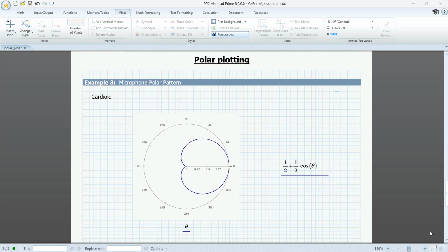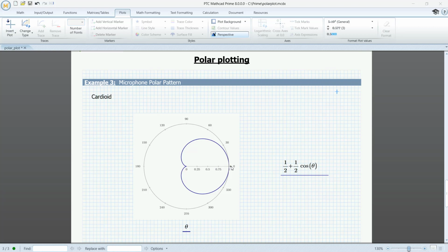In our final example, we'll take a look at the famous cardioid curve. In a special context, this curve is a pickup curve for a certain microphone. The mic is placed along the radial axis with its top at the center, front facing the right-hand side of the circle.